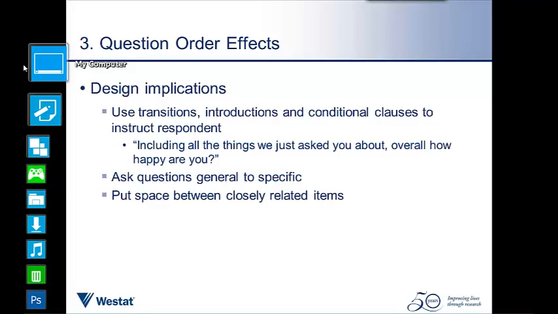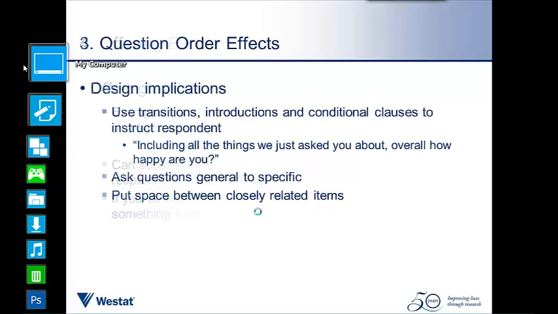But in general, the literature suggests that it's better to ask your questions going from general to specific rather than specific to general. And then also it can help to put some space between closely related items. So rather than asking all of your questions about the same topic at once, you might scatter them throughout your survey to try to minimize those context effects of the question that they were just answering impacting how they answer the very next question.